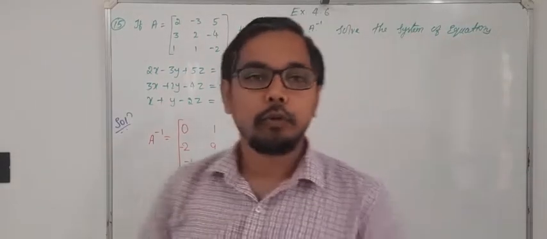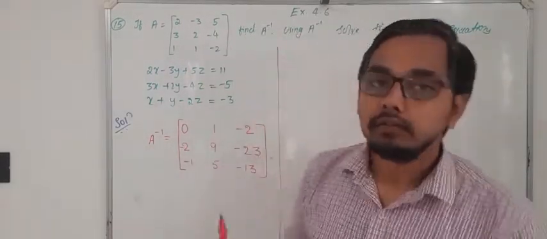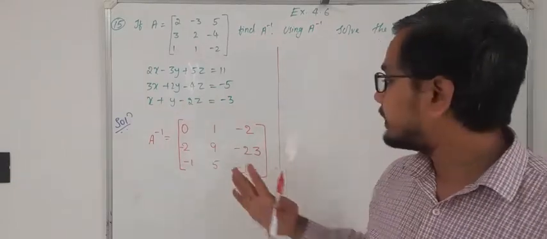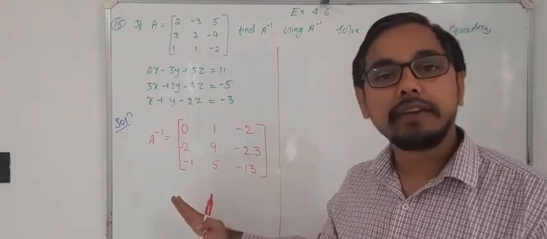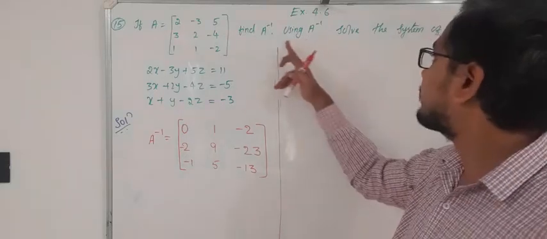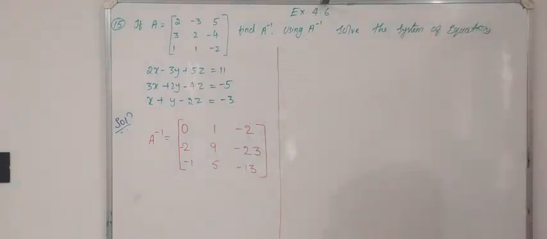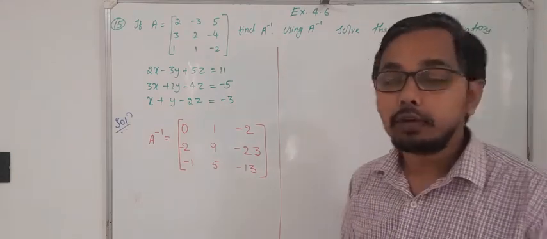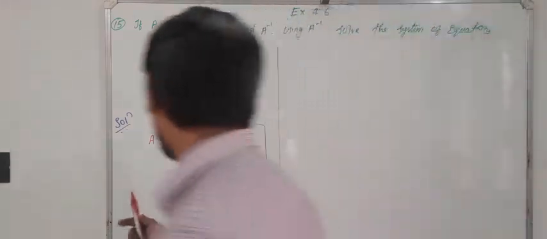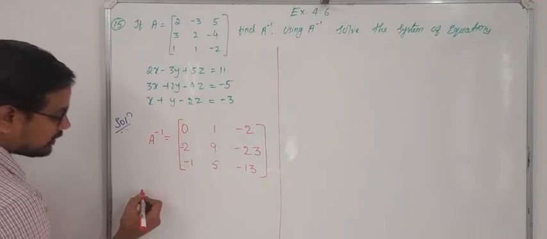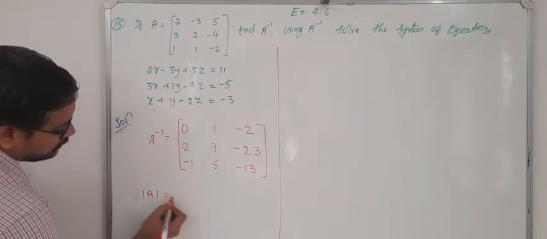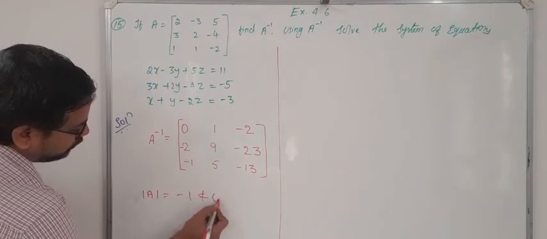Okay, friends. I hope you have taken down those things. Alright, so we have calculated A inverse and have reproduced its value here. So the first part is finished. Now using this A inverse, we are asked to solve the system of the given equations. We know that the determinant of A was minus 1 and it was not equal to 0.